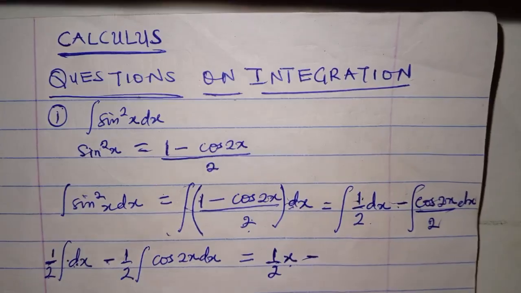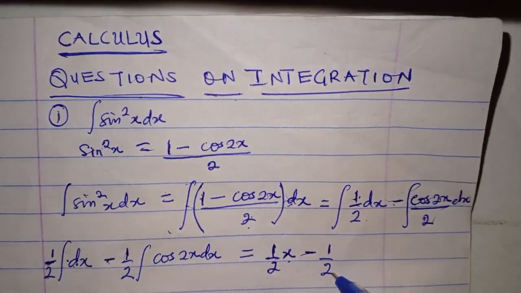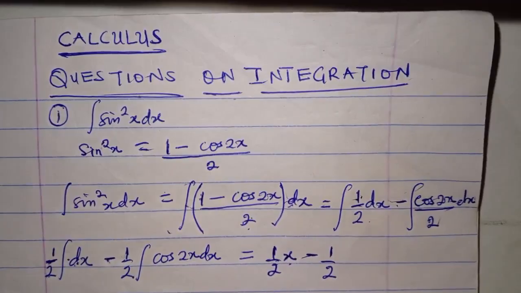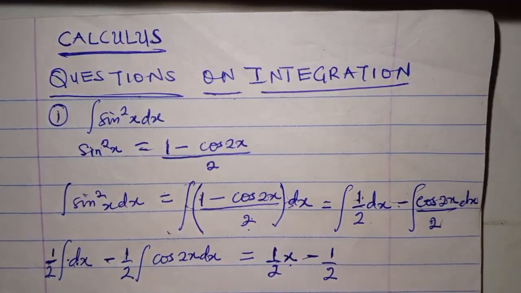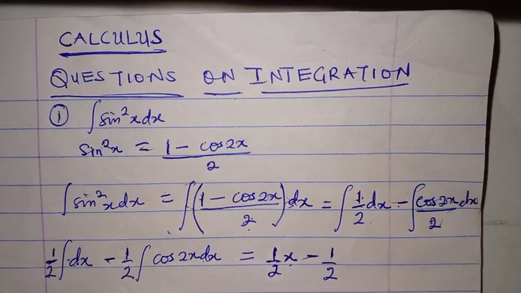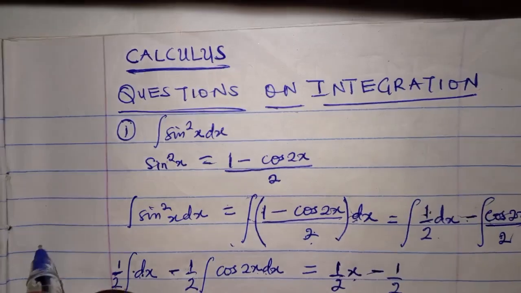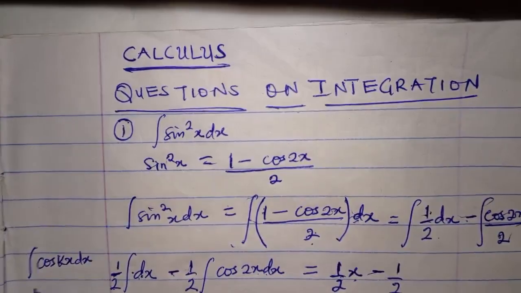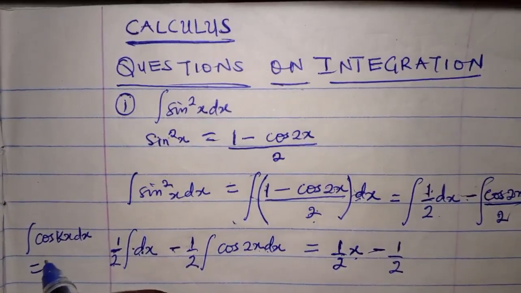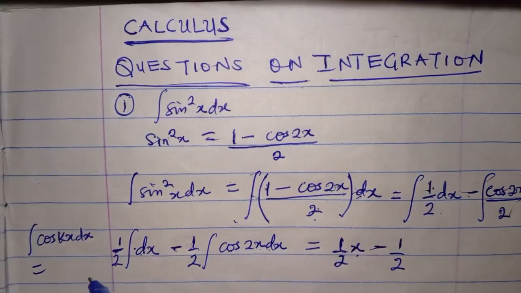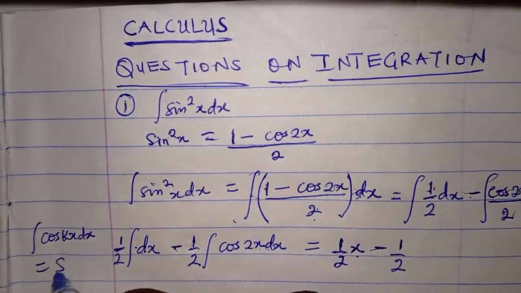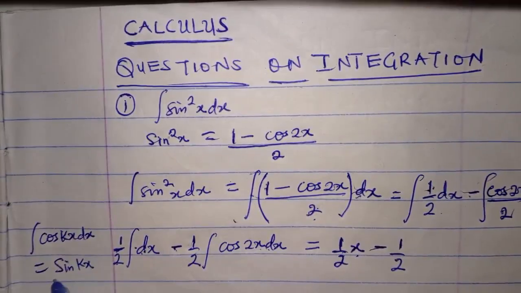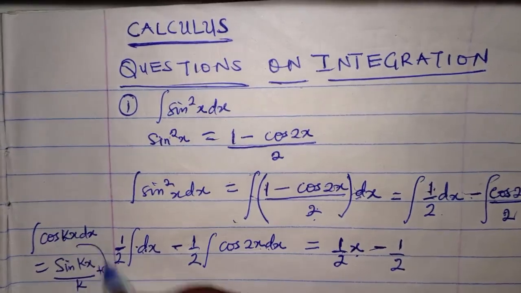we have 1 over 2, alright. What is the integral of cos 2x dx? It's straightforward. The integral of cos 2x dx is a standard integral. The rule says that the integral of cos kx dx is equal to this. If I integrate the cosine function, I will obtain the sine function. So I'll get sine kx all over k, plus c.